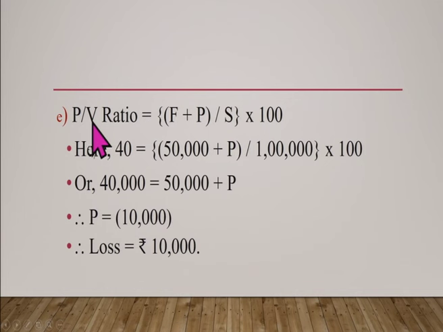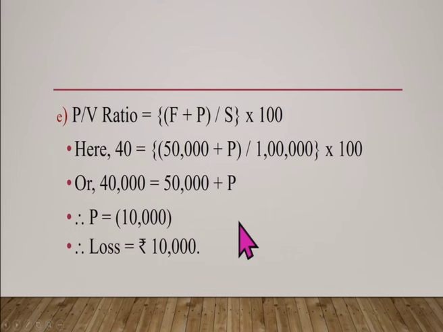So here the fixed cost is 50,000 and the profit we do not know, but the sales they have already given, that is 1 lakh. So sales into PV ratio of 40%, that is nothing but the contribution, 40,000, and the fixed cost is 50,000. P is equal to how much? The contribution is much less than our fixed cost. When the contribution is less, we will get the loss. So 10,000 is the loss.